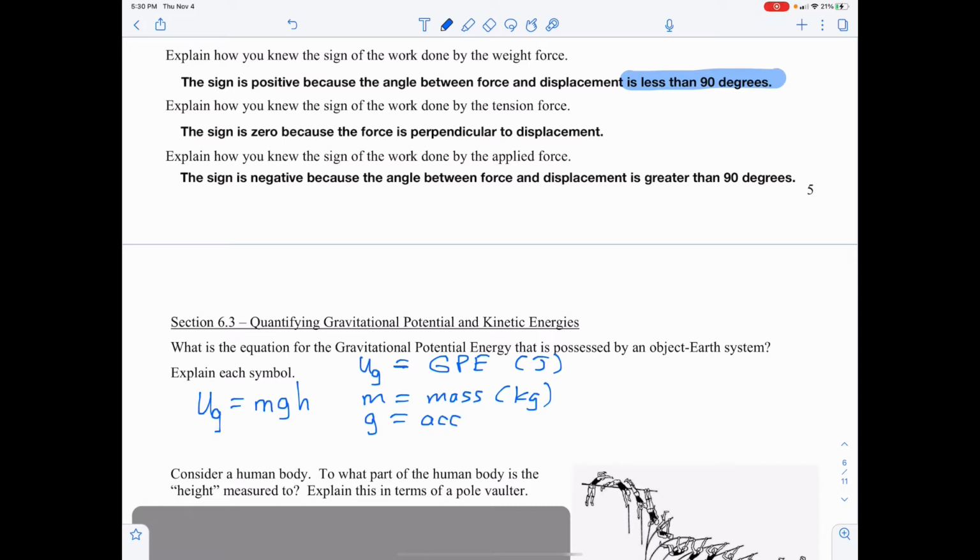G is the measure of the gravitational field, or the acceleration due to gravity. Unit for acceleration is meters per second squared. And H is the height, the unit of which is meters.